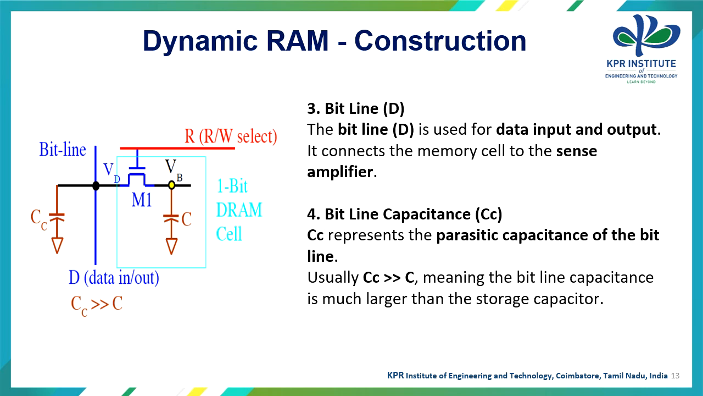The third one is the bit line, which was represented using the letter D. The bit line D is used for data input and output. It connects the memory cells to the sense amplifier. The fourth one is the bit line capacitance, which was represented as CC. This bit line capacitance represents the parasitic capacitance of the bit line. Usually, the bit line capacitance is much greater than C, meaning that the bit line capacitance is much larger than the storage capacitor.